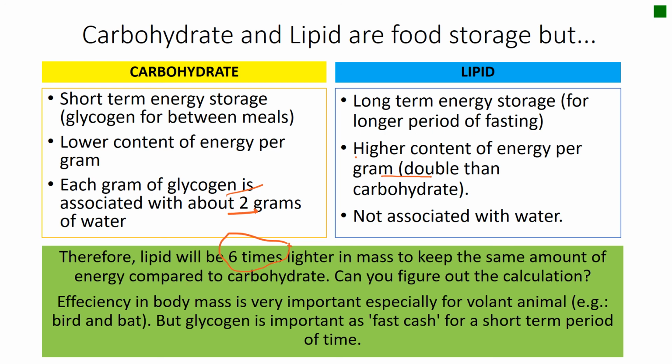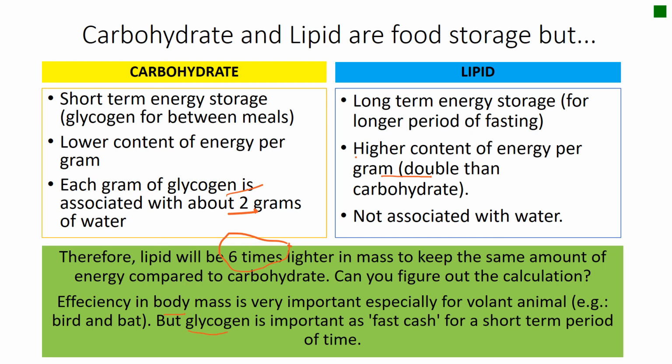Well, let's continue. Efficiency in body mass is very important, okay? Especially for volant animals like birds and bats that can fly. If they have such a big, huge mass, of course, it's going to be difficult for them to fly. So that's why storing fat in their body is more efficient than storing glycogen.